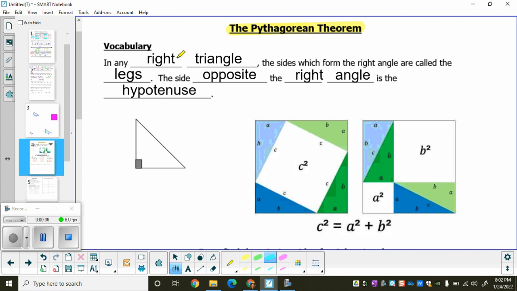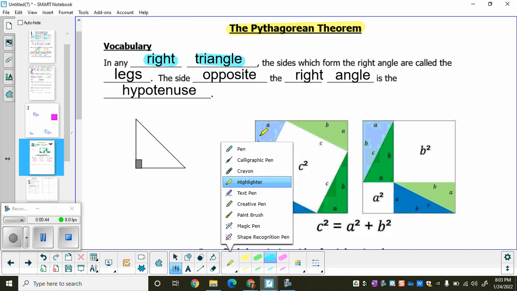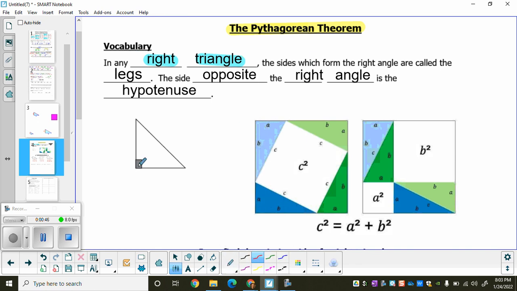So in any right triangle, and I should point out that the Pythagorean theorem only works with right triangles, y'all. But in any right triangle, the sides which form the right angle, which this is the right angle in my picture, the legs are what we call the sides that form that right angle, okay? So those are called legs. So right here, I'm tracing a leg in red, and here I trace the other leg in red, okay? So those are the two legs, they make the right angle.